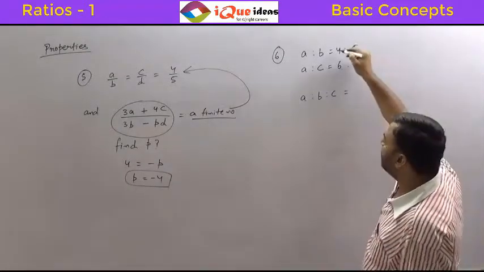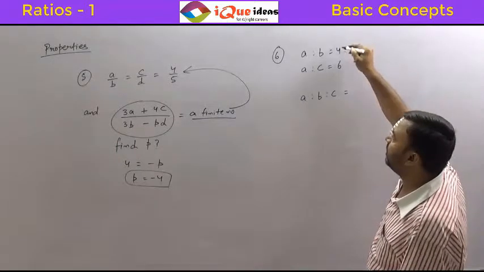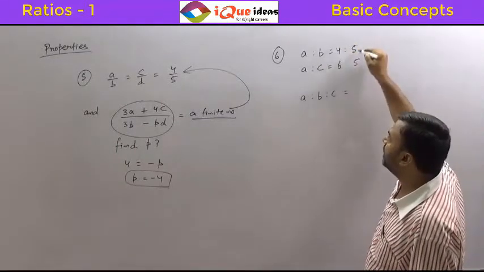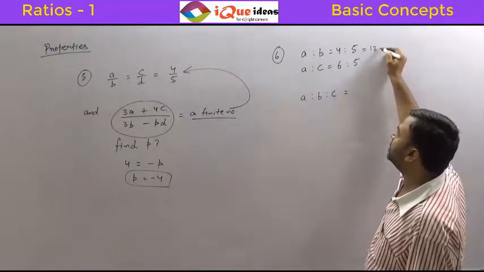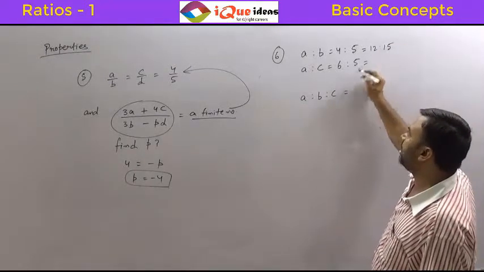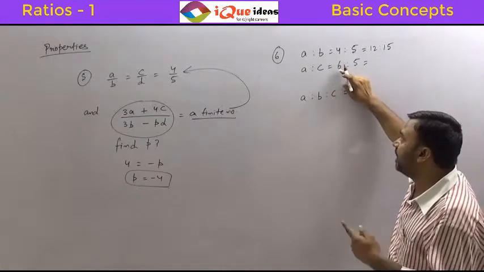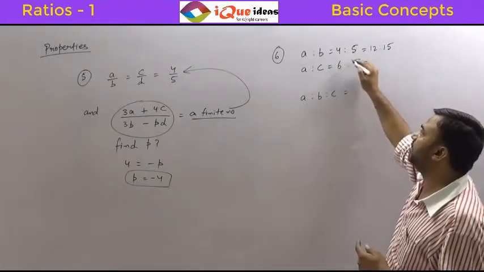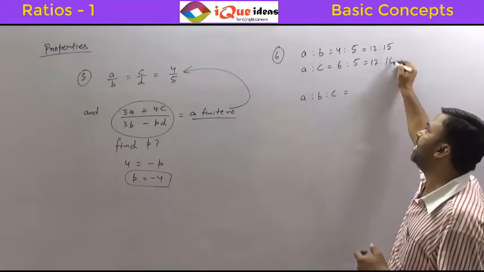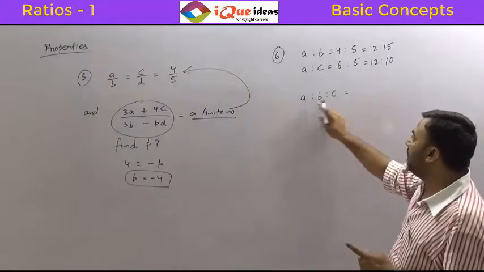So to make it 12, if you want to make 4 12, we'll have to multiply this whole thing by 3. Right? So this will become 12 is to 15. Similarly, if you want to make the 6 12, we'll have to multiply by 2. But you can't multiply 6 alone. You'll have to multiply this whole thing by 2. So it becomes 12 is to 10. Right?